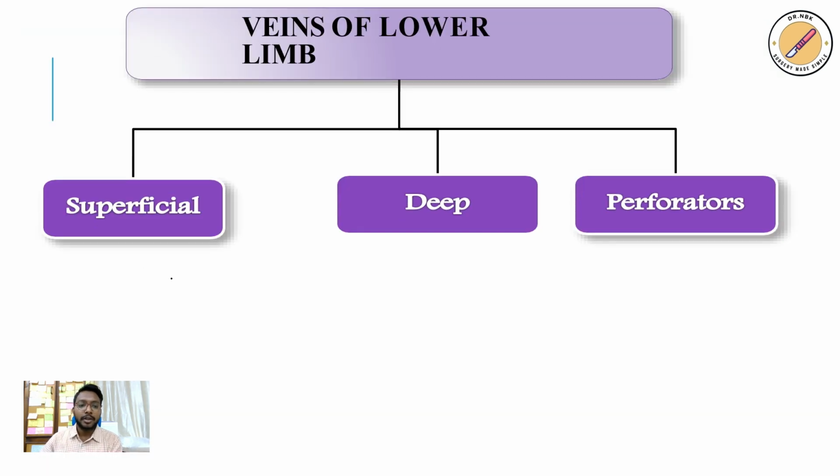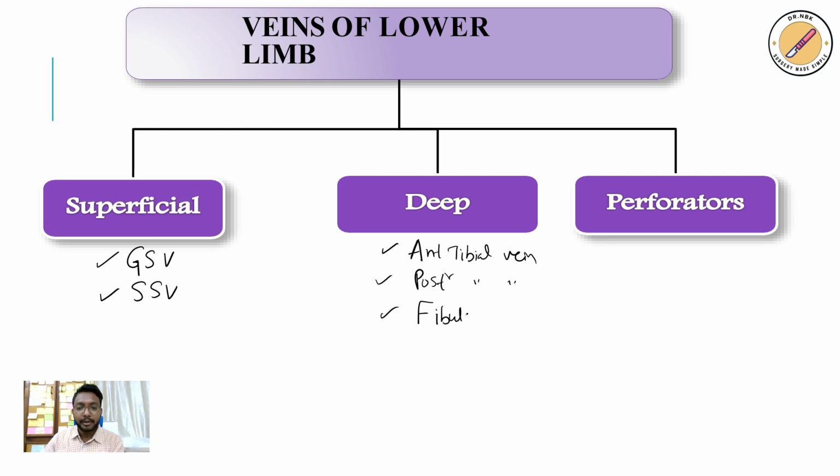Right, next, what are the important superficial veins we have in lower limb? So first one is great saphenous vein, which is otherwise called long saphenous vein. Second one is short saphenous vein or small saphenous vein. And coming to deep veins, we have mainly anterior tibial vein. Second one is posterior tibial vein. Then fibular vein, which is otherwise called peroneal vein. And all these three will join together at the popliteal fossa to form popliteal vein.